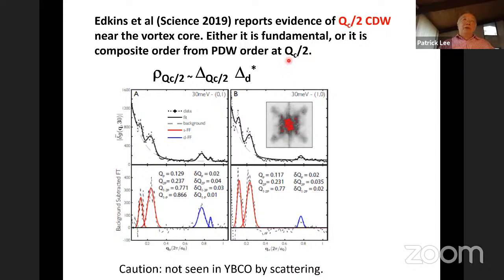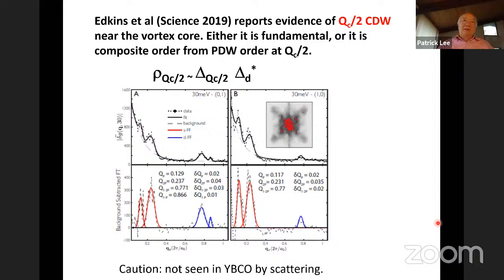So if you somehow manage to stabilize this pair density wave in the vicinity of the vortex core, then again by Landau theory, since we already have a Q equal to zero d-wave component there, we can construct a charge density wave of half period. So even though they don't directly see the pair density wave at half period, this suggests a very good, reasonable explanation of it. I should caution that this half period, half momentum, Q over two, has not been seen in YBCO by scattering experiments, despite serious searches. So I cannot claim total victory, but I think this at least keeps me going.